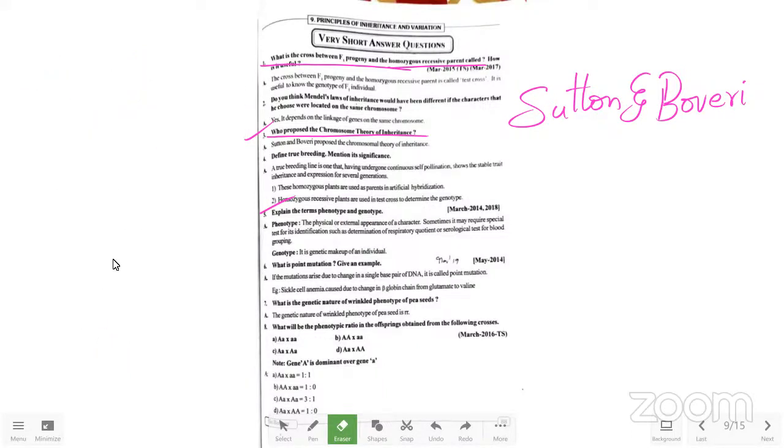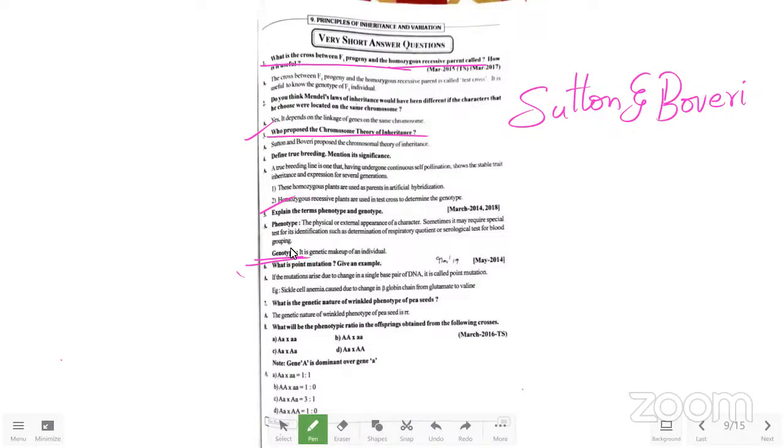And sometimes this will require the identification of some sort of character, that is the serological test and the respiratory quotient for the blood grouping. And genotype means the genetic makeup of an individual is called the genotype. If you write like this, you will get 2 marks very easily.